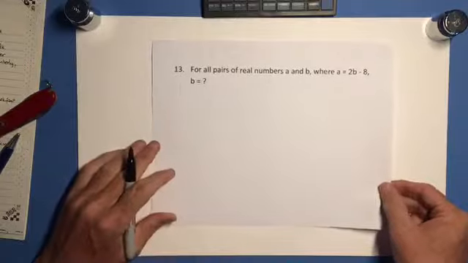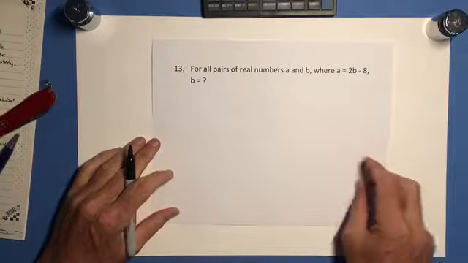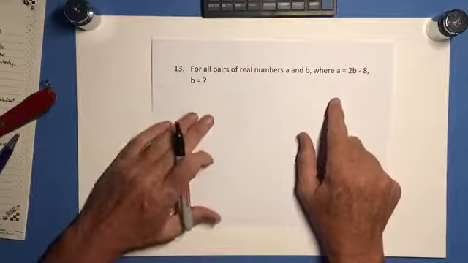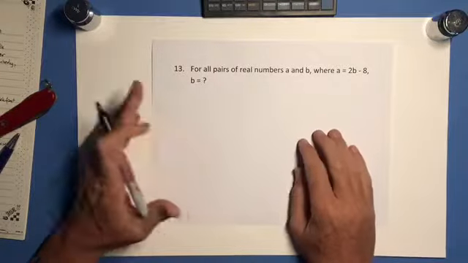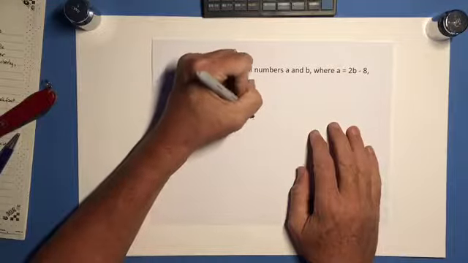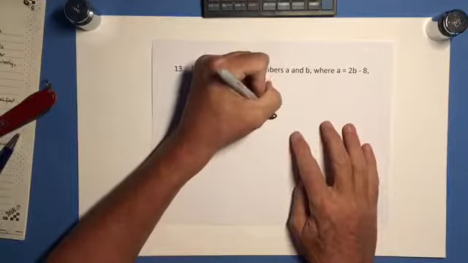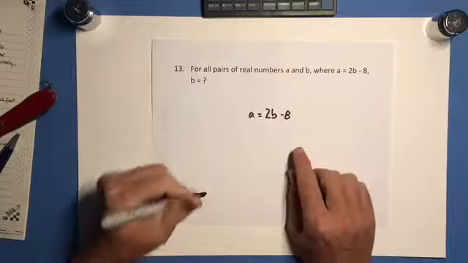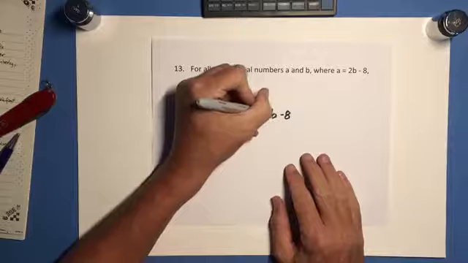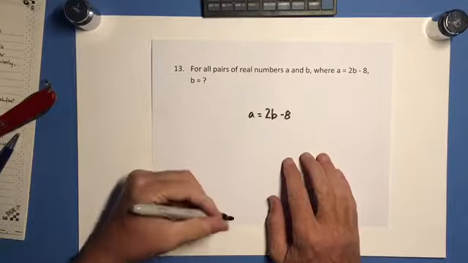13. For all pairs of real numbers a and b, where a equals 2b minus 8, b equals what? This is just pure, straightforward symbolic logic or algebra. So we've got a equals 2b minus 8. And I just want to solve that for b. That means I want b on one side, everything else on the other. And this is where your algebra skills come in real handy.